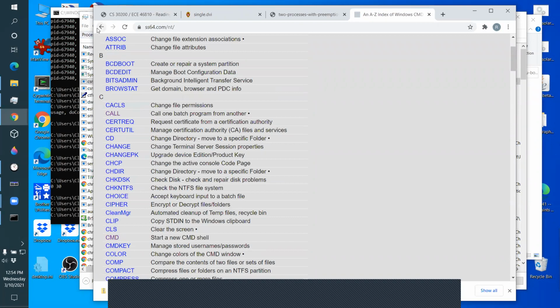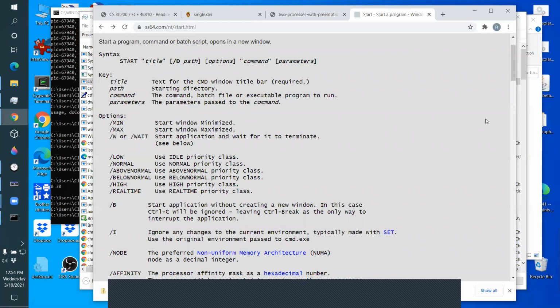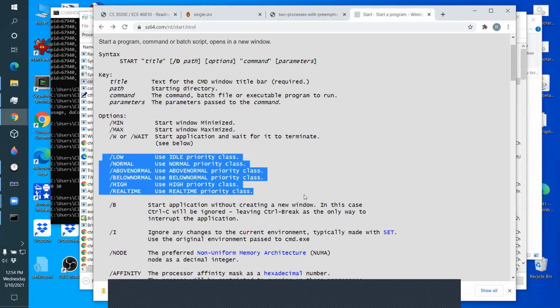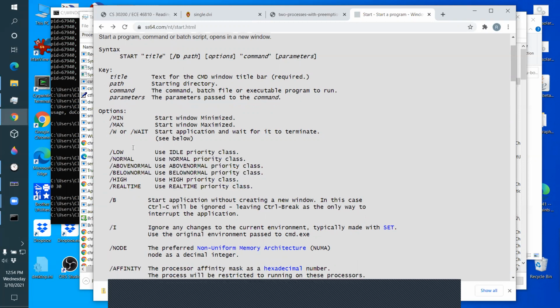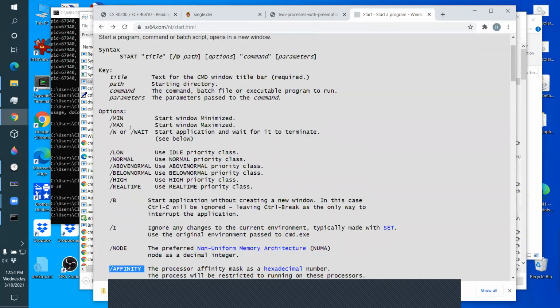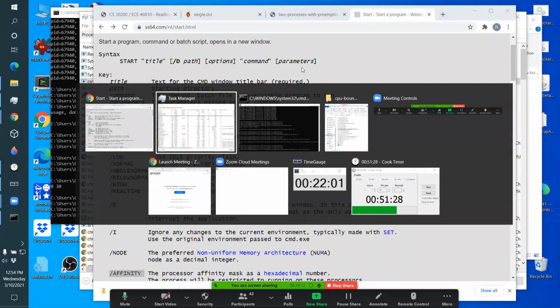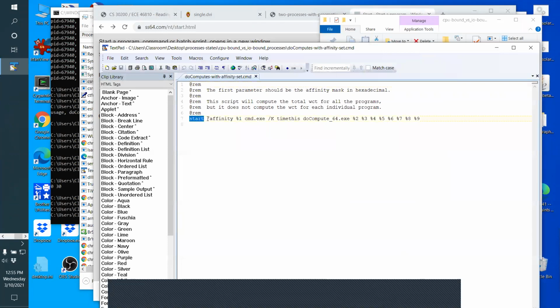And actually, I Googled priority, and see, start. Oh, here it is. I can set the priority. So the start command is what we also use to set the affinity. If we go back over here, for the ones that have set affinity, I was using the start command to set the affinity. So I got that out of this website.